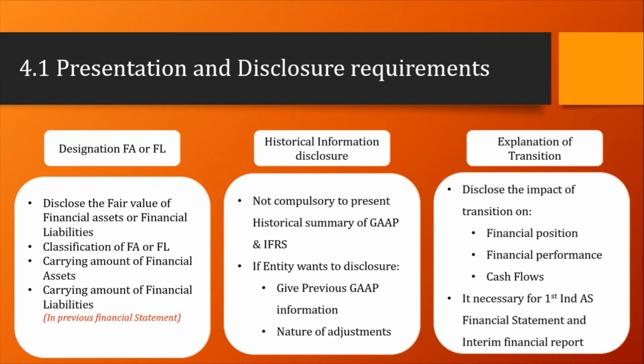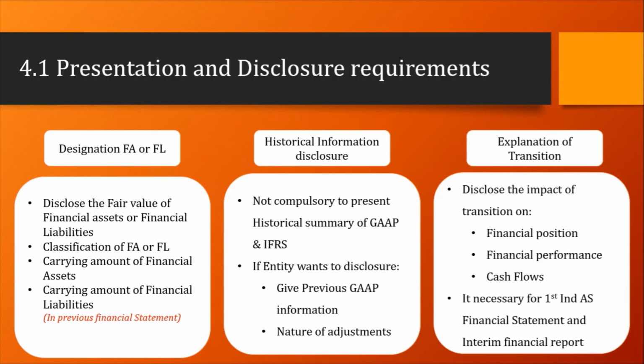For financial assets there are 4 categories, and for financial liability there are 2 categories. For example, held to maturity, available for sale, fair value through profit and loss account, and loans and receivables are related to the financial assets. These are the 4 categories. For financial liability, amortized cost and fair value through profit and loss account. So they have to make this classification. Then they have to disclose the carrying amount of the financial asset as well as the financial liability in respect of their previous financial statement as well.